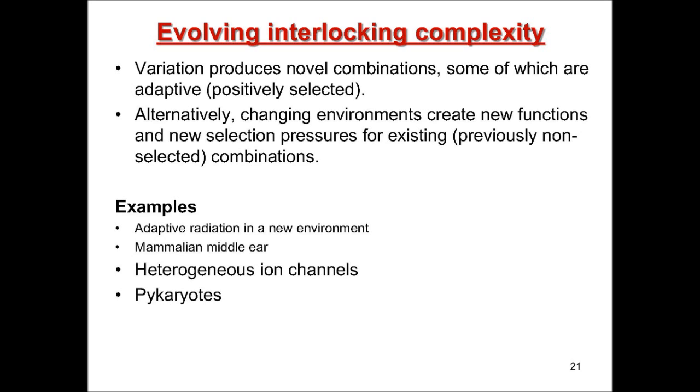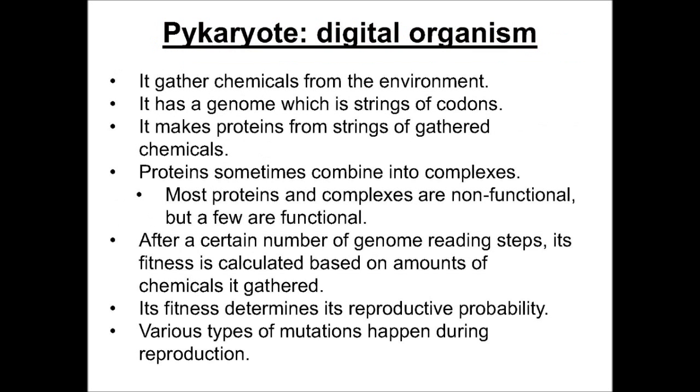And then there's a computer model I've got students working on, not today because it's Saturday, but all this summer and last. They were working on this program called Picariotes. It's a digital model of an organism that gathers chemicals from its environment, has a genome with a string of codons. It makes proteins from its gathered chemicals. The proteins sometimes form into complexes. Most proteins and complexes are non-functional. A few of them are functional. And after a certain number of genome reading steps, an organism's fitness is calculated based on how many chemicals it's gathered, and its fitness determines its reproductive probability.